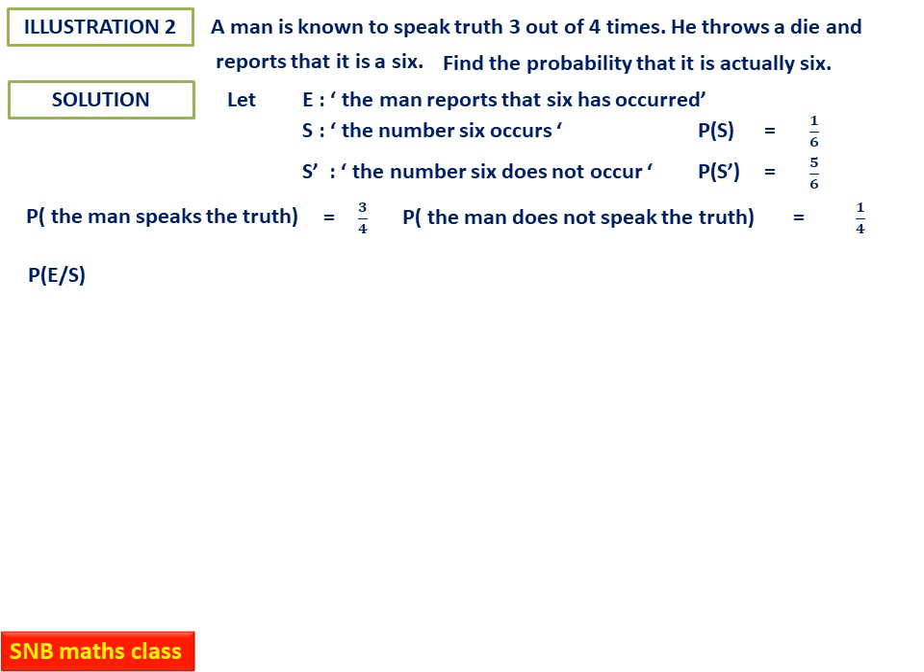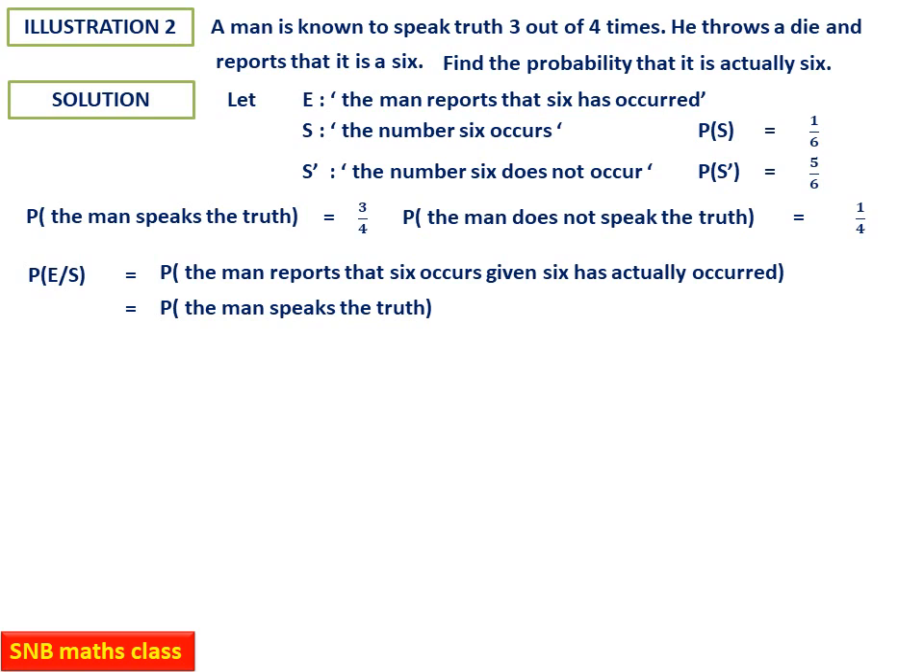What is probability E given S? Let us first try to explore this. The probability the man reports that 6 occurs, given that 6 has actually occurred, means he should speak the truth and the 6 also should occur. So this is the same as the probability the man speaks the truth. Therefore this will be equal to 3 by 4.